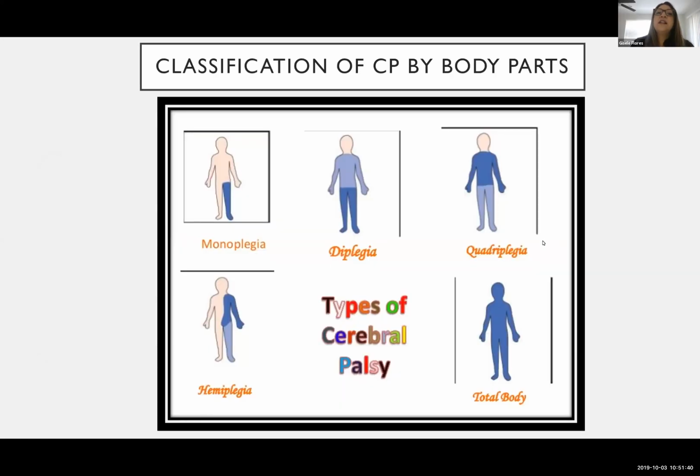So there's different ways to classify cerebral palsy, and often they're classified by the body parts that are affected. Monoplegia is just one limb, either a leg or one arm, just one side, one leg. Whereas hemiplegia has the entire half of the body affected. So either the right side or the left side is completely affected, but not the head.